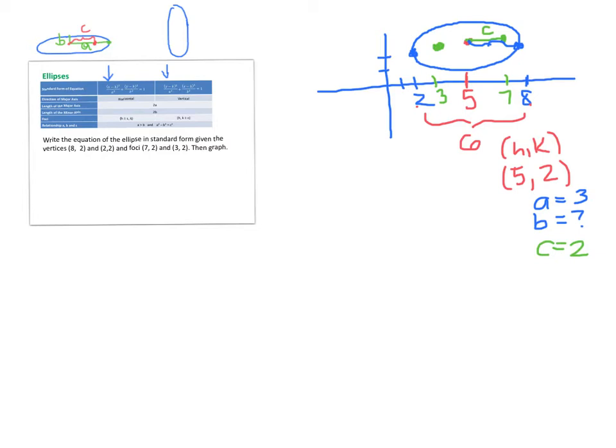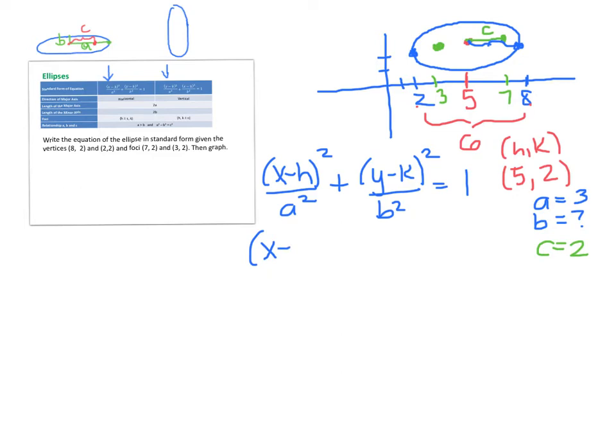All right, so let's start to write our equation. Because the longer or major axis is in the x direction, I'm going to be working off of this formula: (x - h)^2 over a^2, because that's the major, plus (y - k)^2 over b^2 equals 1. You always set your ellipses and hyperbolas equal to 1. So this is nice. We already know that h is going to be 5, so we'll plug that in. And we already know that our k is going to be 2, so we can plug that in, equals 1.